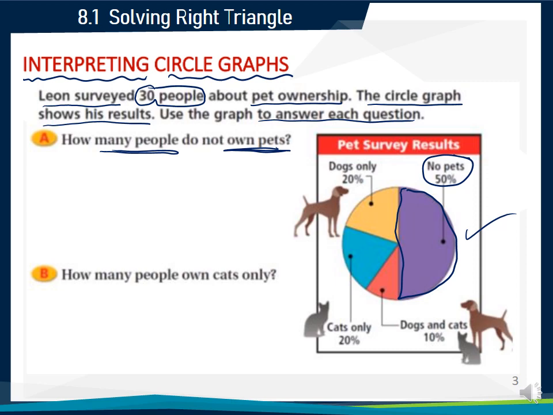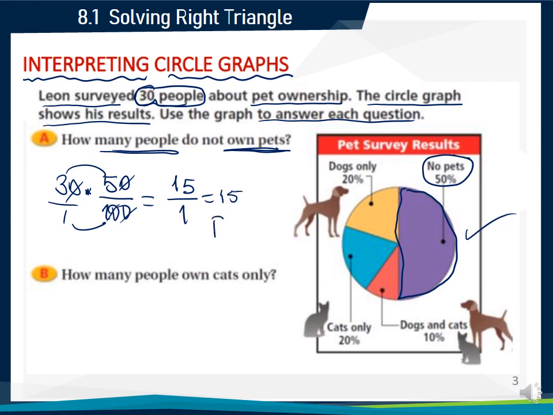So we can say we have how many pupils? We have 30. So we can say 30 multiplied by 50%. It means 50 over 100. So again, simplify 0 with 0 and 0 with 0. So it is equal to, in here we have over 1. 3 times 5 is 15, over 1 times 1 is 1. So it is equal to 15 people. 15 people have no pets. Second one, B, how many people own cats only?